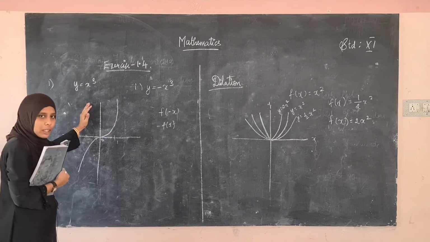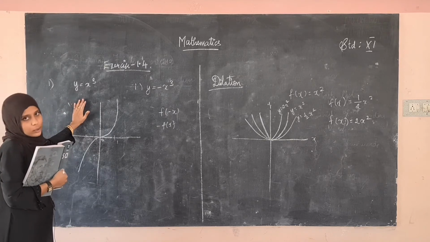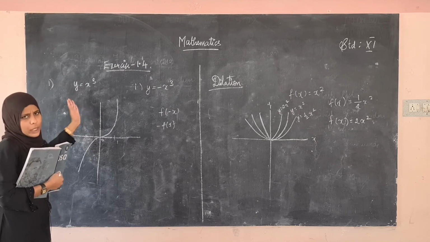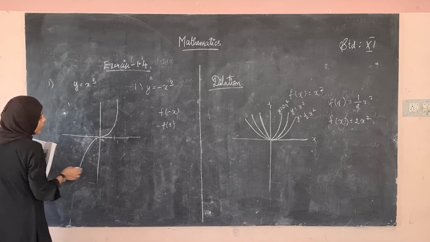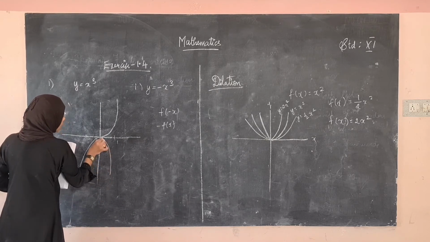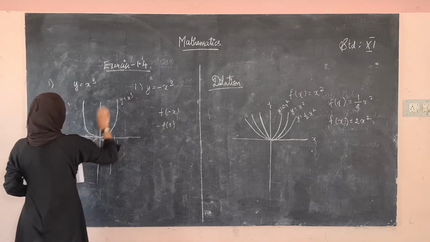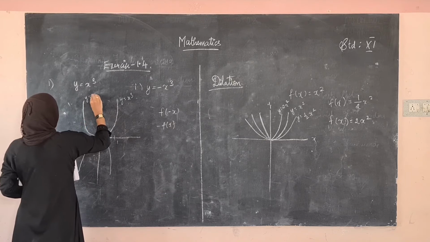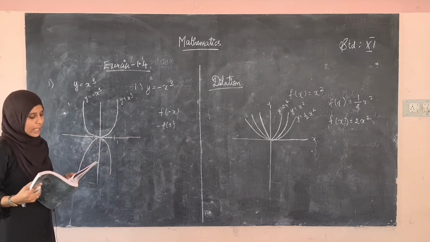So this is a reflection, right? It can be reflected over the x axis and it can be reflected over the y axis also, either one. If it is reflected over the x axis, the graph will be like this. This is y is equal to x cube and this is y is equal to minus x cube. It can be reflected over either x axis or y axis.